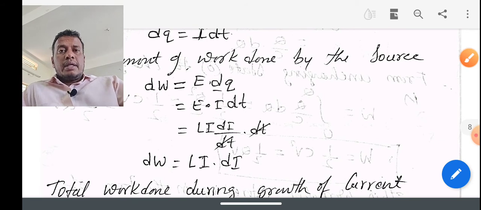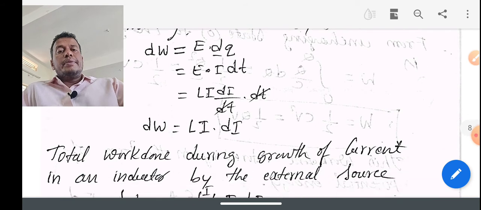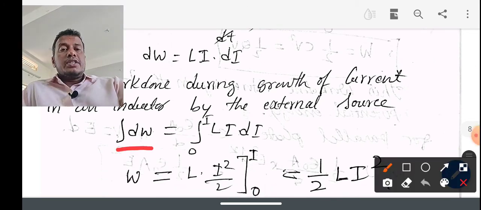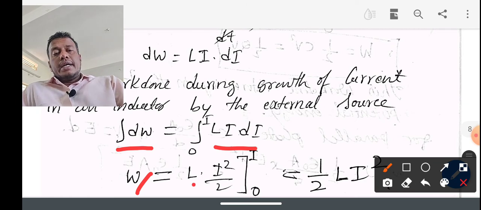Then if you want the total work done, just integrate this equation between the limits 0 to current I. So the integration of dW is W, as the current rises from 0 to I, integral of L I di, that is L into I square by 2. The power is divided by 2 on integration, so I square by 2 in the limit 0 to I.